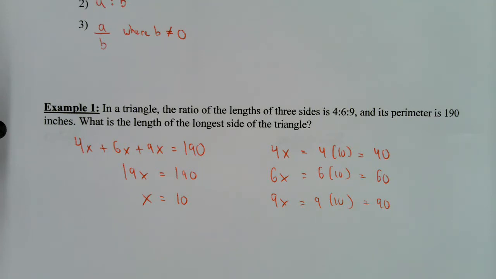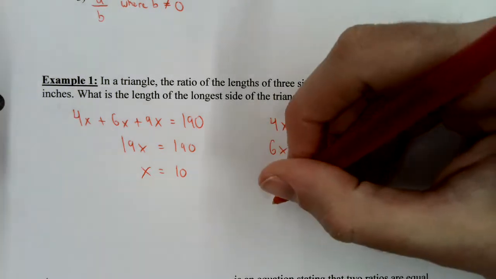But let's actually answer the question. What is the length of the longest side of the triangle? I'll say the longest side is 90 inches.